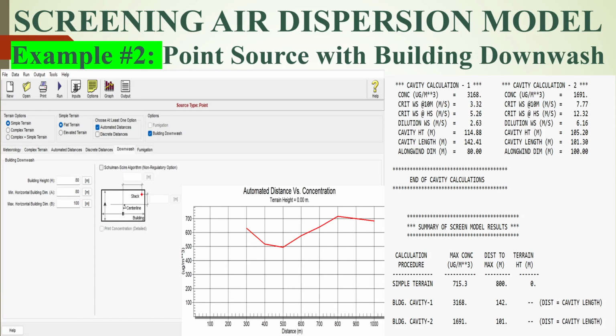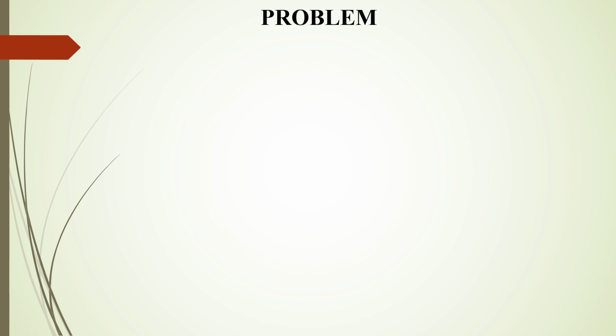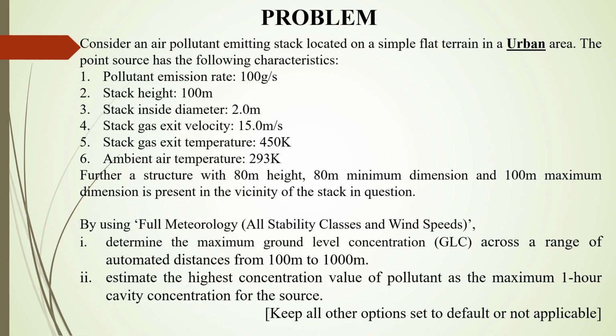In this video, we're going to solve ground level concentration and maximum cavity concentration of a pollutant emitted from a point source with building downwash in SCREEN View. The problem is, consider an air pollutant emitting stack located on a simple flat terrain in an urban area.